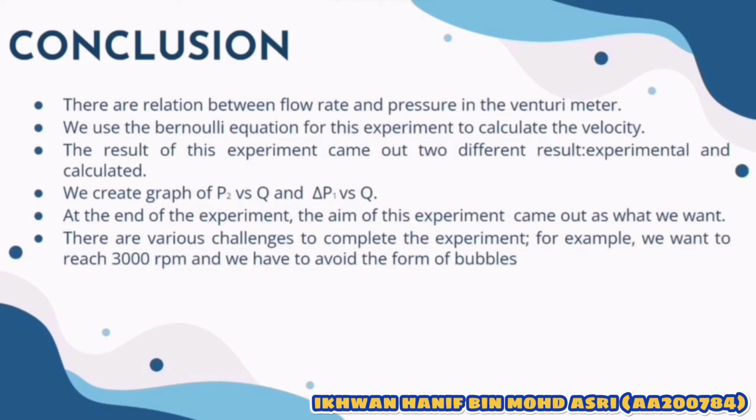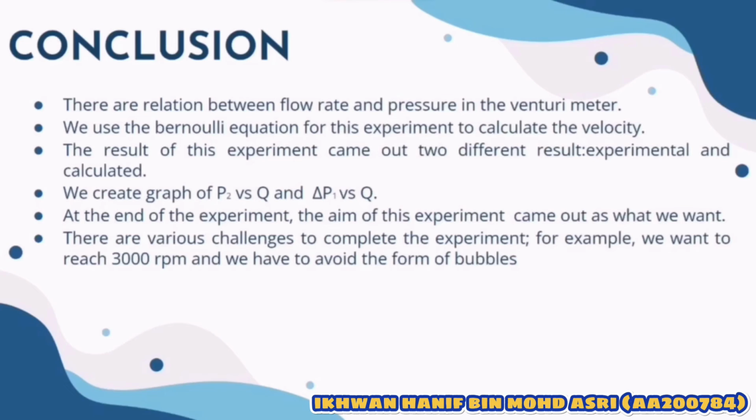The results of this experiment consist of two different results, which are experimental and calculated. After we get the experimental and calculated results, we create the graphs for P2 versus Q and delta P1 versus Q. According to both graphs, we can see the trend of the graph decreases linearly. At the end of this experiment, the aim of the experiment was achieved as we expected.